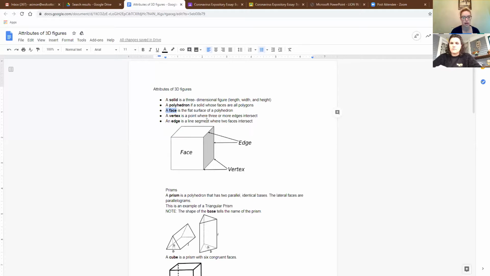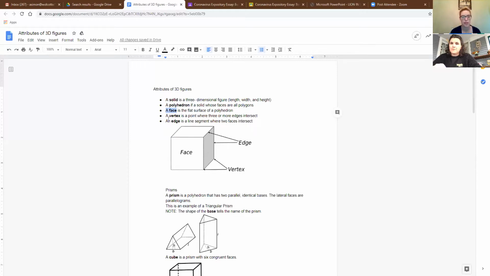A face is the flat surface of a polyhedron. We can see here that the face of this cube is that flat surface. And a three-dimensional shape has many faces, okay? This particular cube, we can count up and see that it has 1, 2, 3, 4, 5, and 6. So it's that flat part.